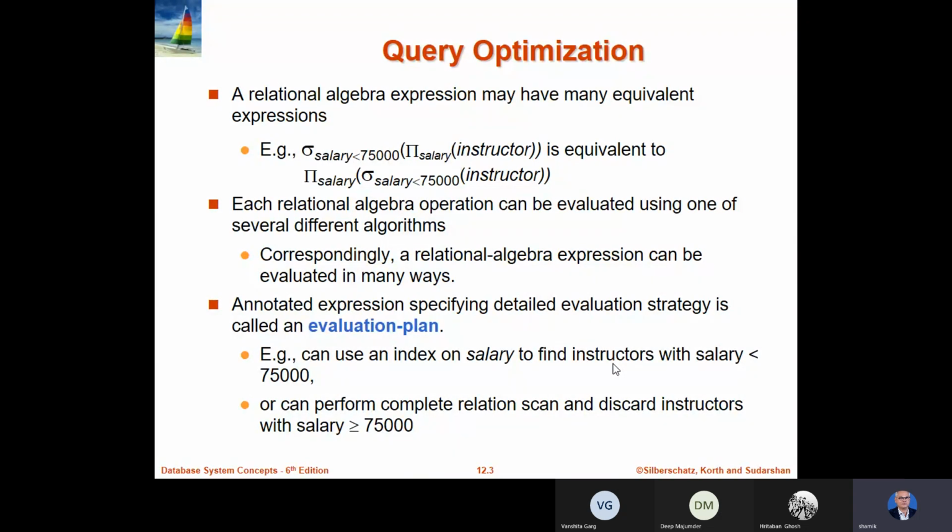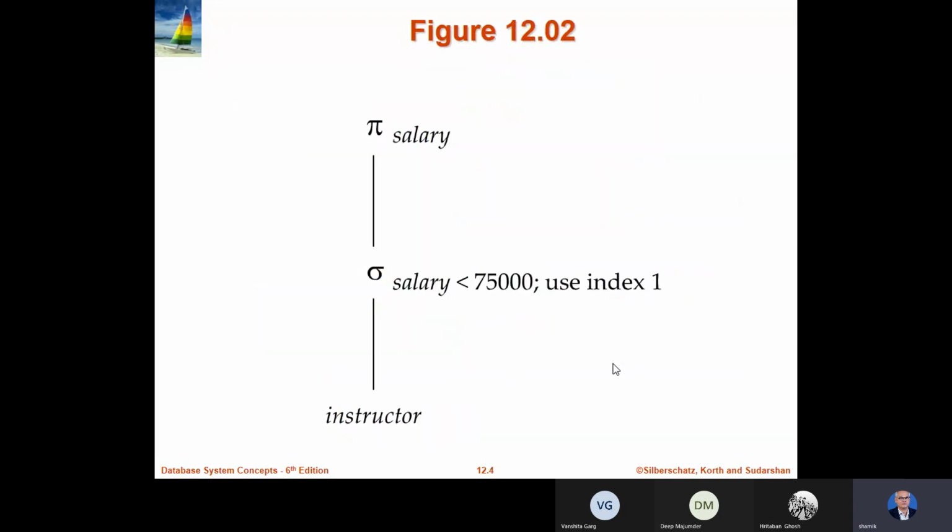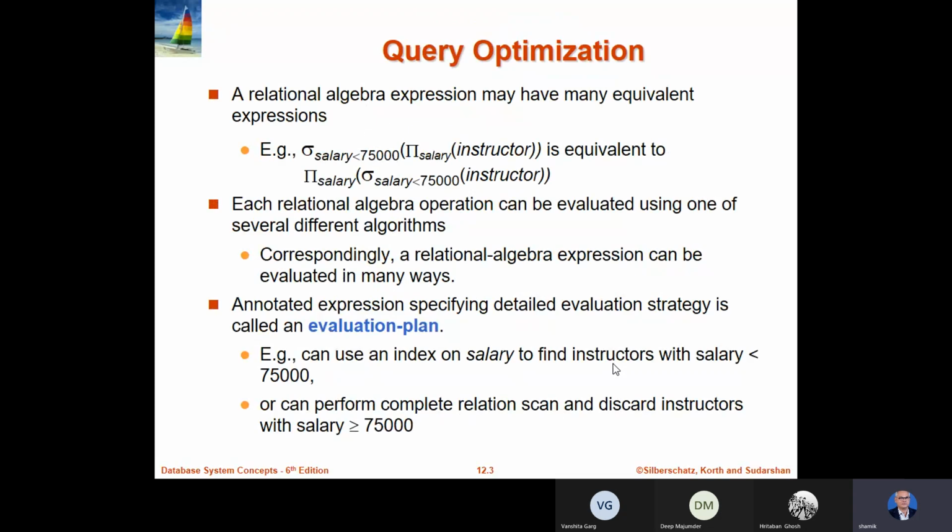An annotated expression specifying a detailed evaluation strategy is called an evaluation plan. For example, we can use an index on salary to find instructors with salary less than 75,000, as I was just mentioning, or we can perform a complete relation scan and discard instructors with salaries greater than or equal to 75K. So you see that we can use the index, or we may not use the index, and all of this is part of query optimization. For example, here we consider a projection on salary and then the selection on salary less than 75,000. So this is what we meant by the annotated expression.